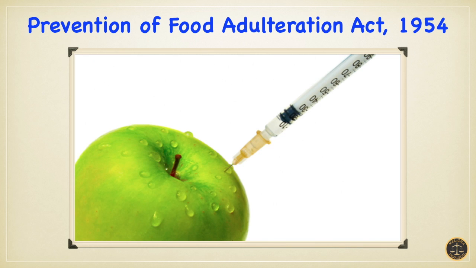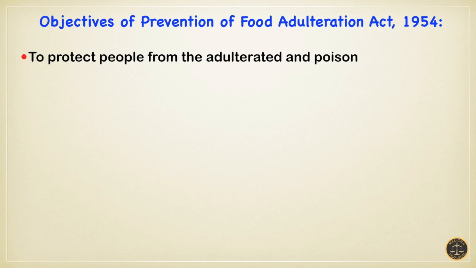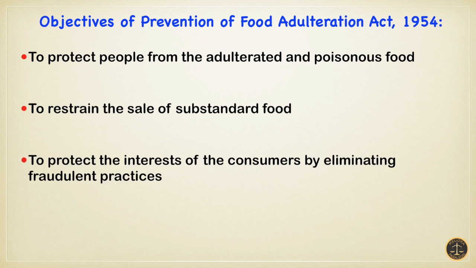So, now the question is, what is the objective of Prevention of Food Adulteration Act 1954? Following are the important objectives. The first one is to protect people from adulterated and poisonous food, to restrain the sale of substandard food, and to protect the interests of the consumers by eliminating fraudulent practices.